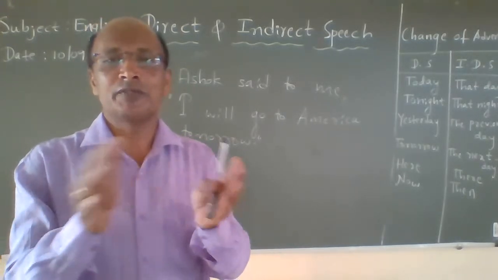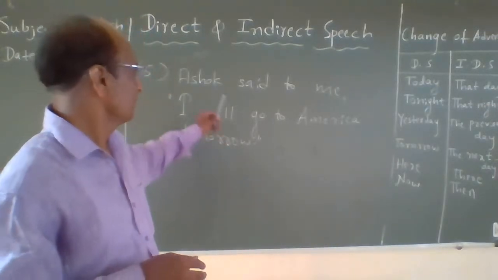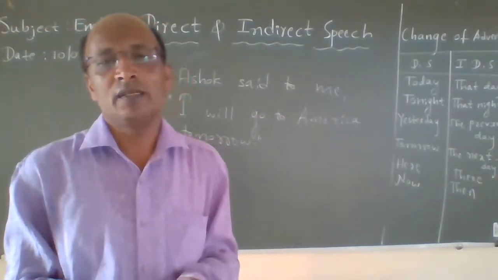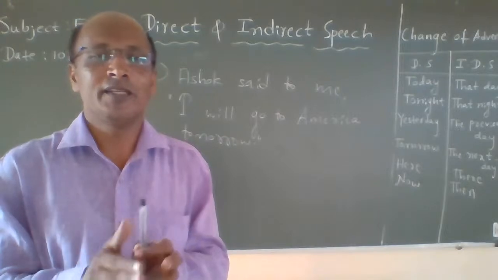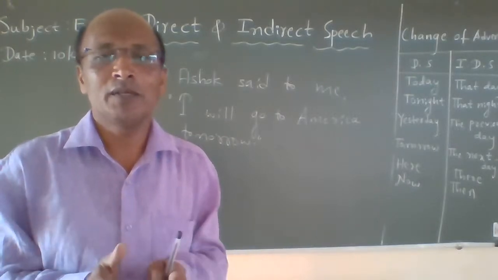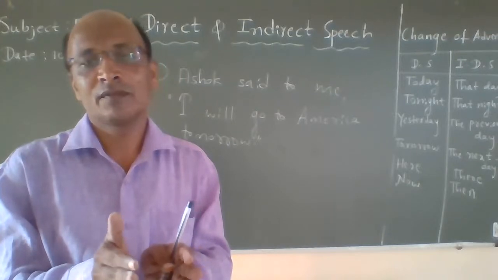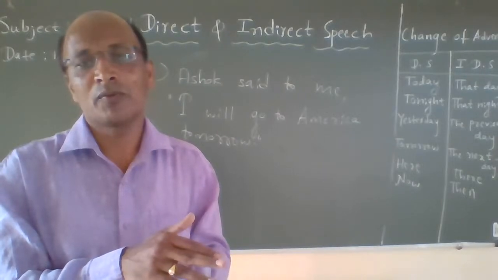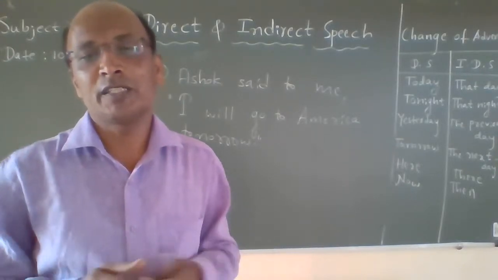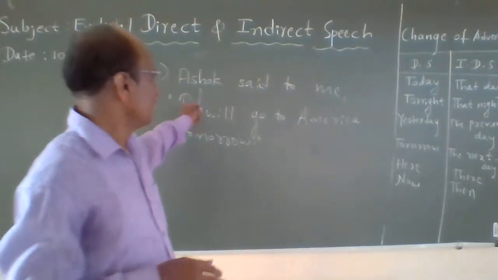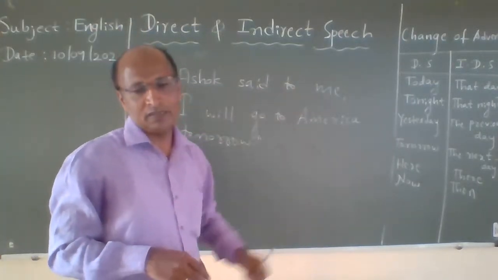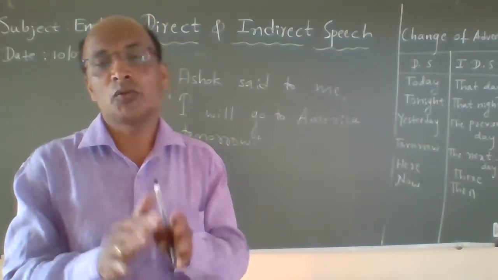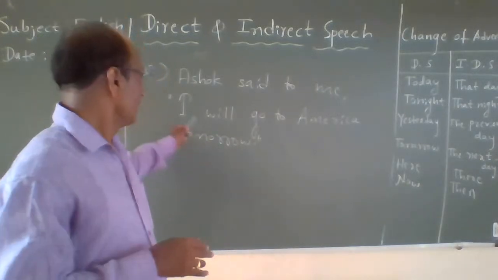How do you change from direct speech to indirect speech? See, Ashok said to me. Said to changes to told. Ashok told me that. What did Ashok tell me? He will go to America tomorrow. After that, we have to use the subordinate conjunction that. Ashok told me that. Here, I refers to Ashok.